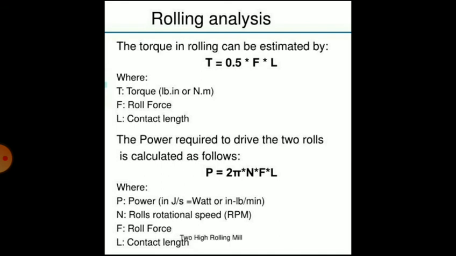Then torque can be estimated by T equal to 0.5 into F into L, where F is the roll force and L is the contact length. The power required to drive the two rolls is calculated as follows: P equal to 2 pi into N into F into L, where P is the power in watts, N is the roll's rotational speed in RPM, F is the roll force, and L is the contact length.